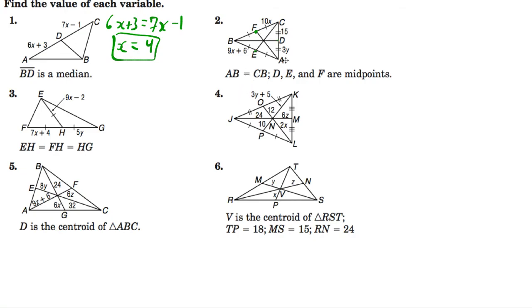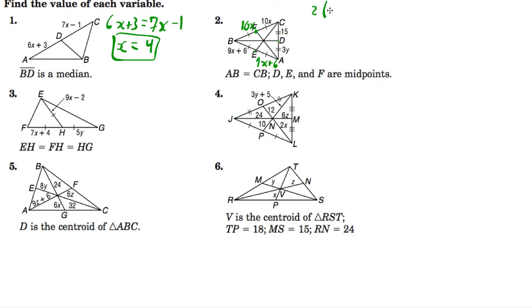AB is equal to CB. So that makes this an isosceles triangle. What do we want to do? We want to find x and y. Not that big of a deal. So if that's 10x, this is 10x. And this is 9x plus 6.